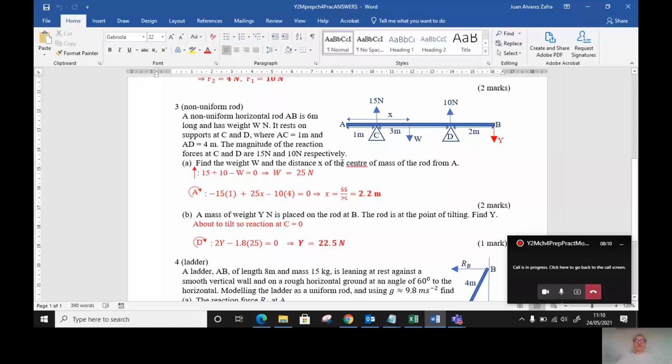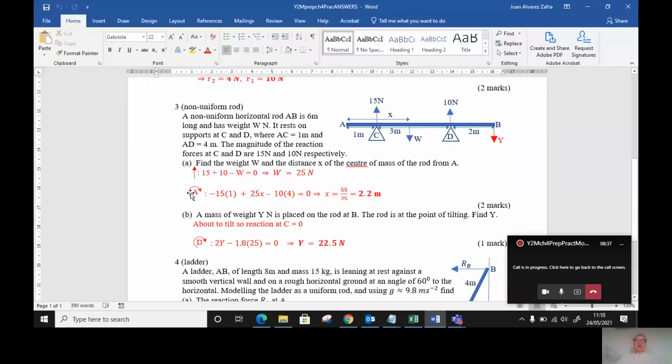And because all our forces are only vertical, we can really only resolve vertically. In general, you can resolve in 2 directions. But in this case, we can resolve vertically, and if we resolve vertically upwards, we get 15 plus 10, that's the 2 reaction forces from the support, minus W equals 0, which means we can immediately calculate that W equals 25 newtons. So that was nice and easy.